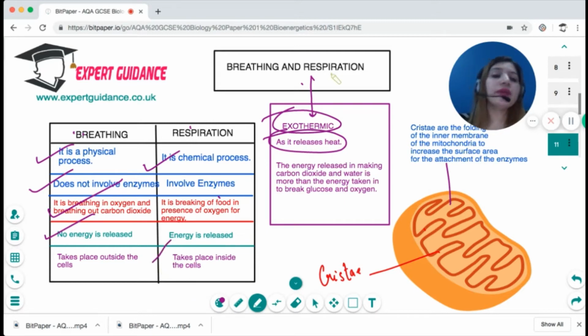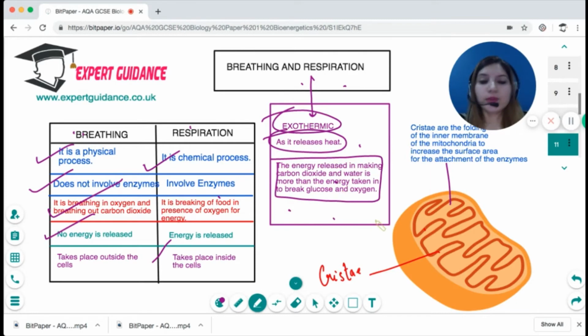Now, if you remember, we just did that photosynthesis is endothermic. So respiration is exothermic. Exothermic means the energy released in making carbon dioxide and water is more than the energy taken in to break glucose and oxygen.